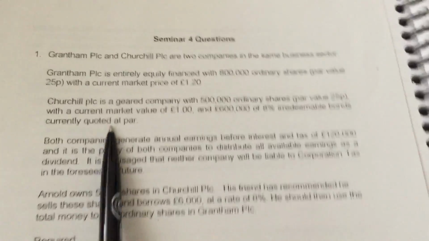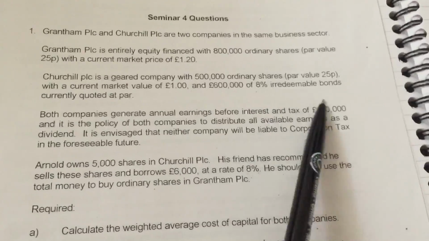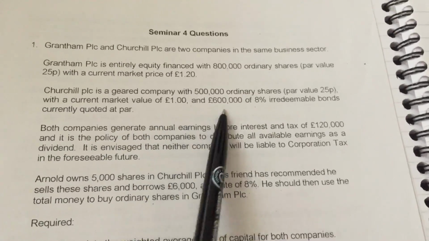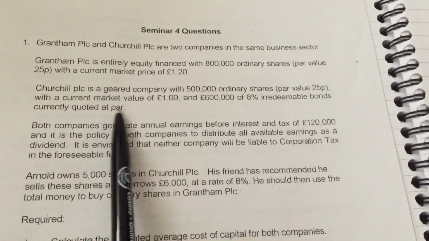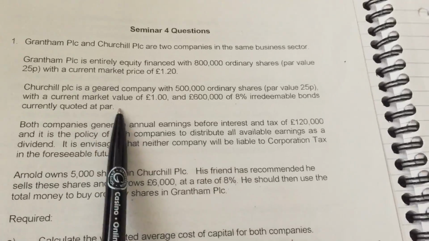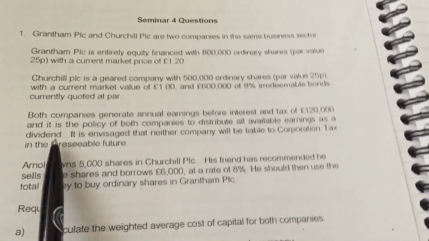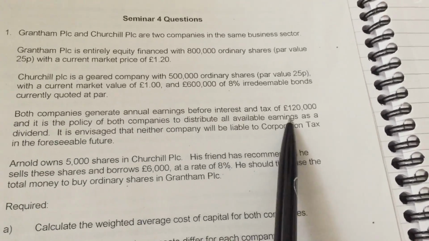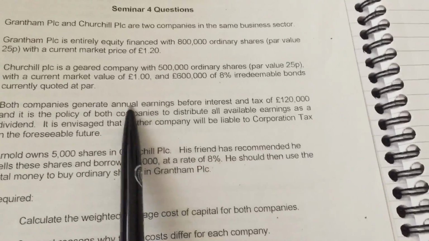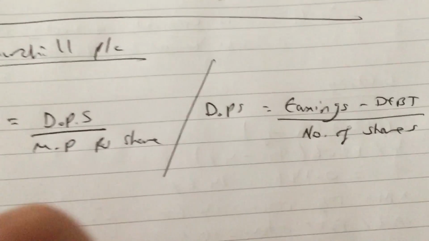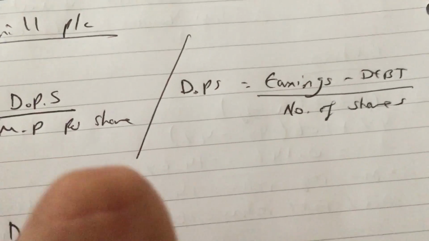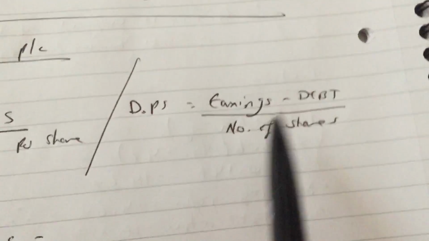So earnings minus debt. Churchill PLC, geared company, 500,000 shares, current market price of £1, and 600,000 of 8% irredeemable bonds, currently quoted at par. Par means nominal value, so market price is the same as nominal value. Both companies generate annual earnings before interest and tax of 120,000. So this is earnings. Dividends per share equals earnings minus debt divided by number of shares.